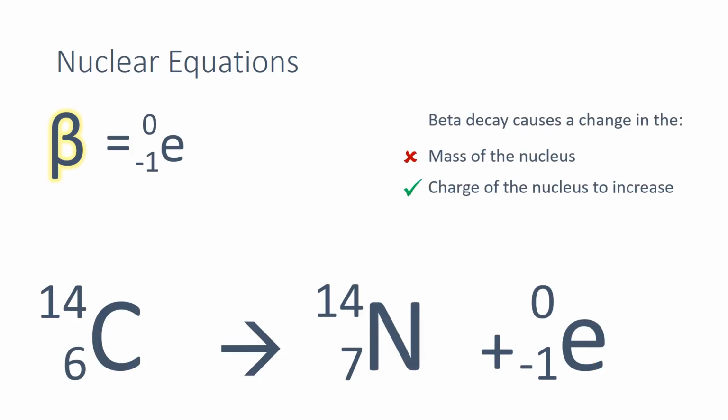Overall, a beta decay will not cause a change in the mass of the nucleus, but does cause the charge of the nucleus to increase.